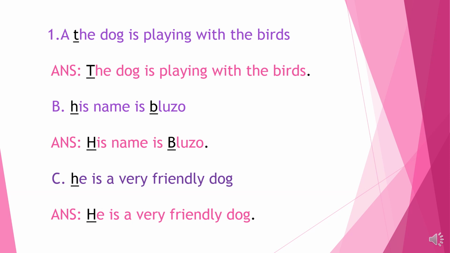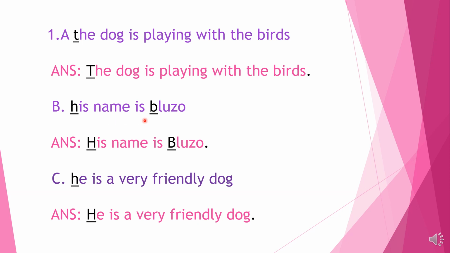Yes, children, the T of the first word is not in capital. So we have to write capital T. The dog is playing with the birds. It should be written in capital. The dog is playing with the birds. And the sentence should be completed with the full stop. Did you understand? Now let's move on to the second question.